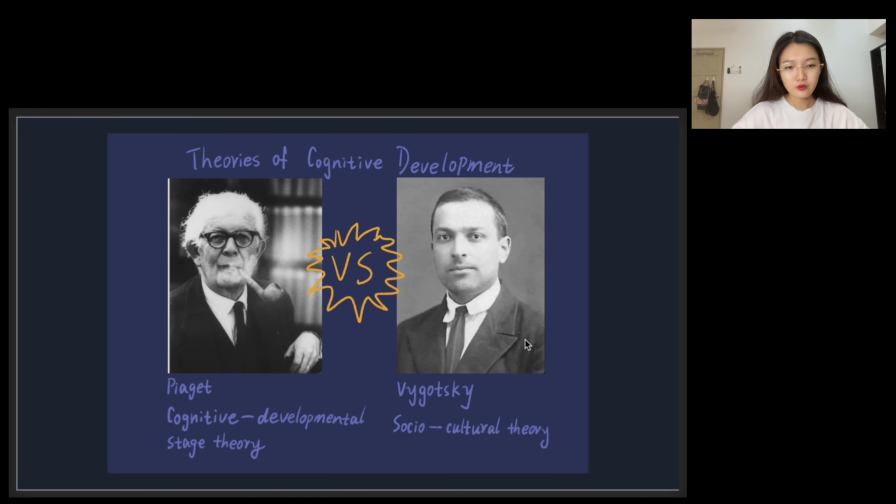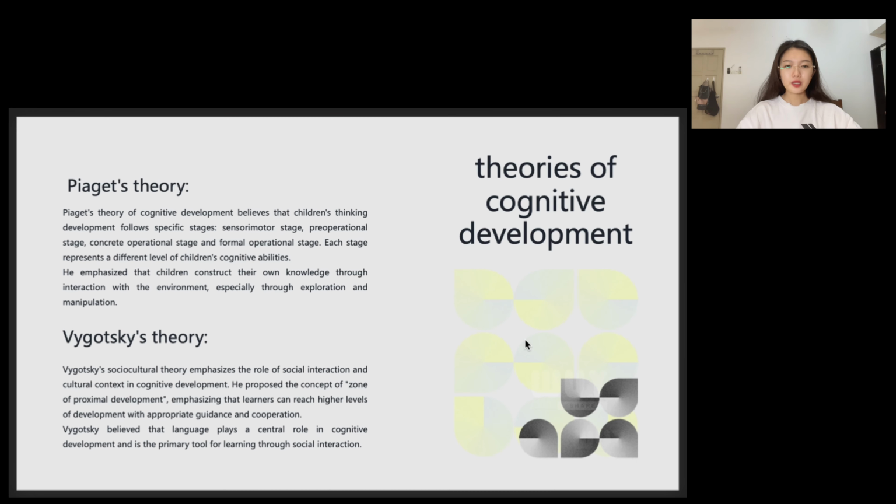When discussing Vygotsky, we have to mention Piaget, another cognitive development theorist. Next, let's take a look at Piaget's theory and the similarities and differences between the two. Piaget's theory of cognitive development believes that children's thinking development follows specific stages, like the sensorimotor stage, the preoperational stage, the concrete operational stage, and the formal operational stage. Each stage represents a different level of children's cognitive abilities.